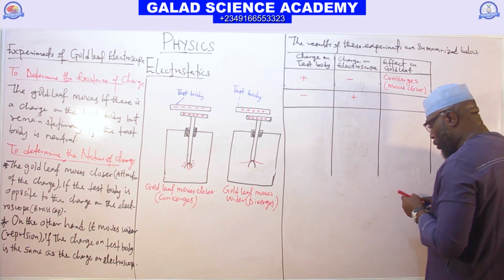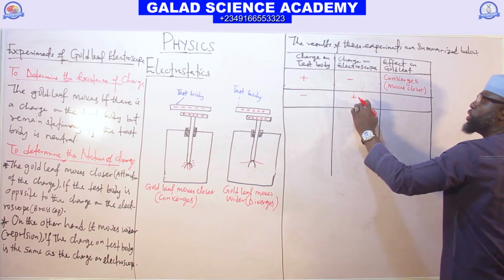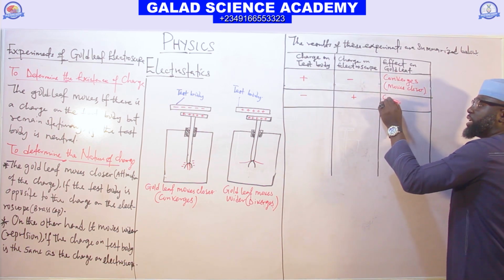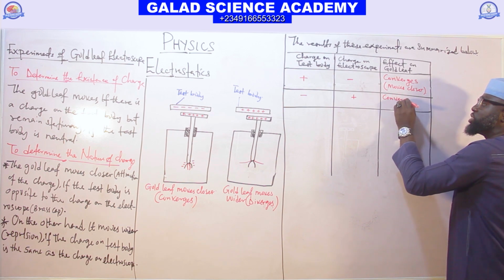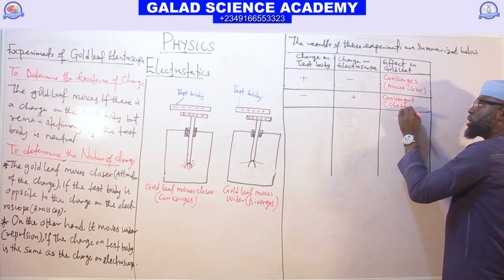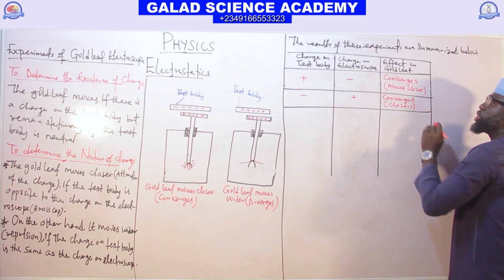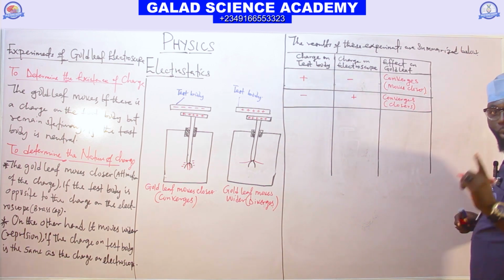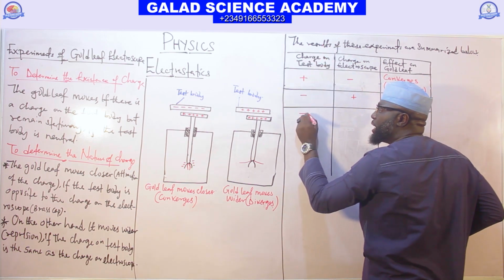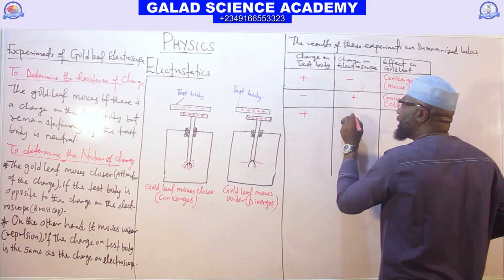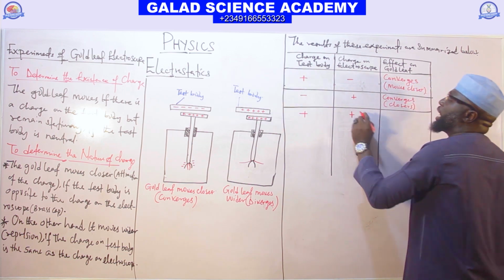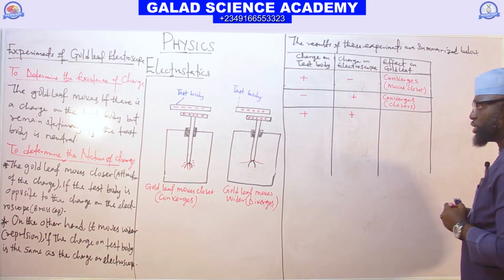The leaf will also what? They will be the what? Attraction. The leaf will converge, which is also closer with each other. But in a case where the charge on the test body is positive and the charge on the electroscope is also positive.